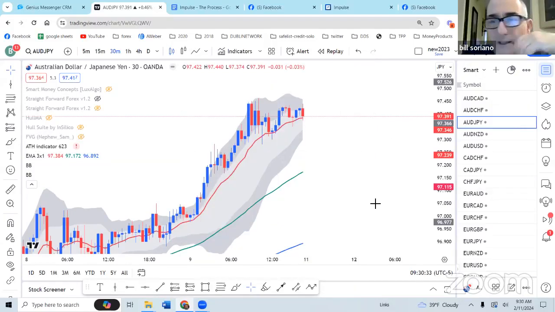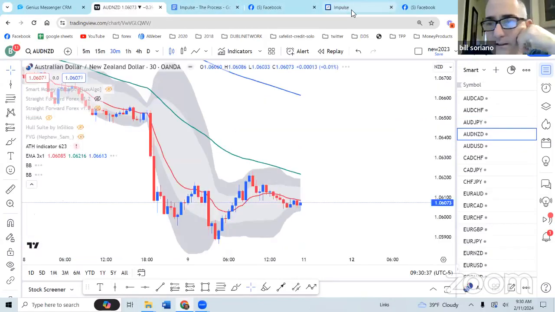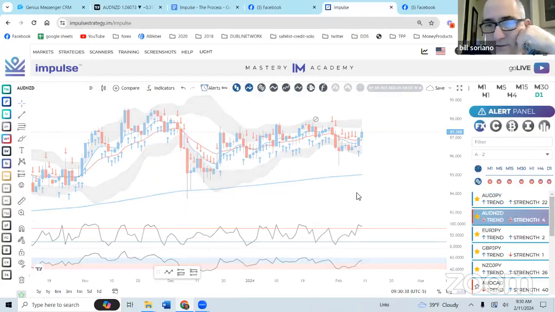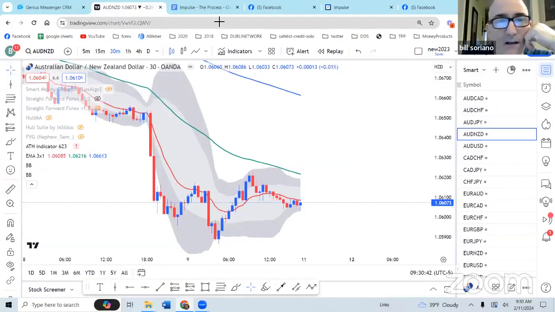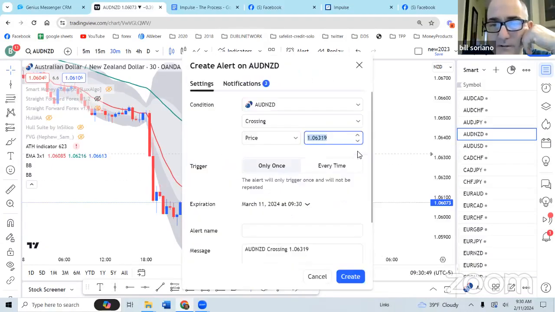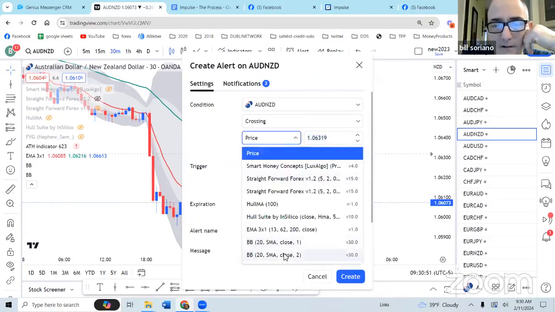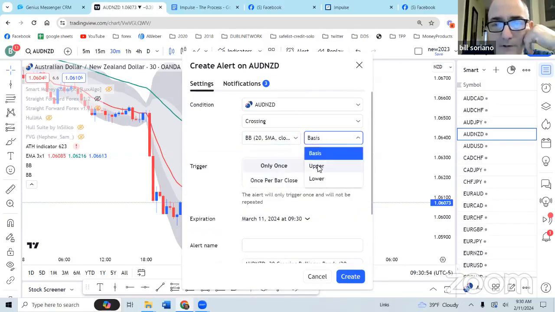So we're going to just create these alerts real fast. AUD-NZD was bearish here on the scanner. We know the direction is down, so we only want to take sells for this, and we wait for a breach of this upper Bollinger Band here, and we're just going to set our alert price to, and this will be the upper area, right? Only once, create.